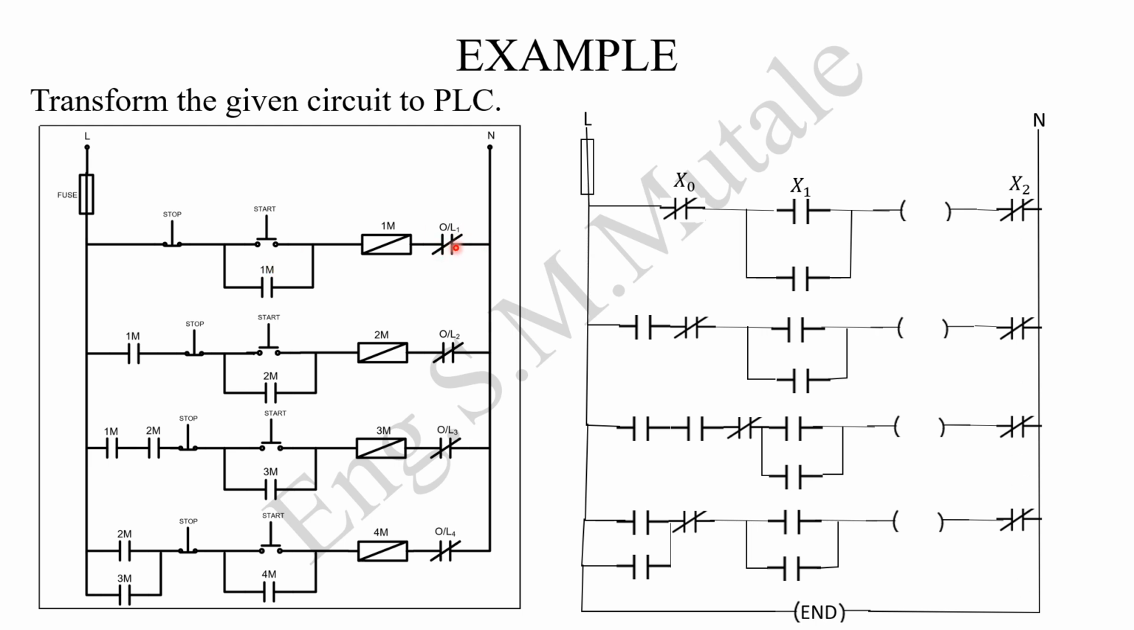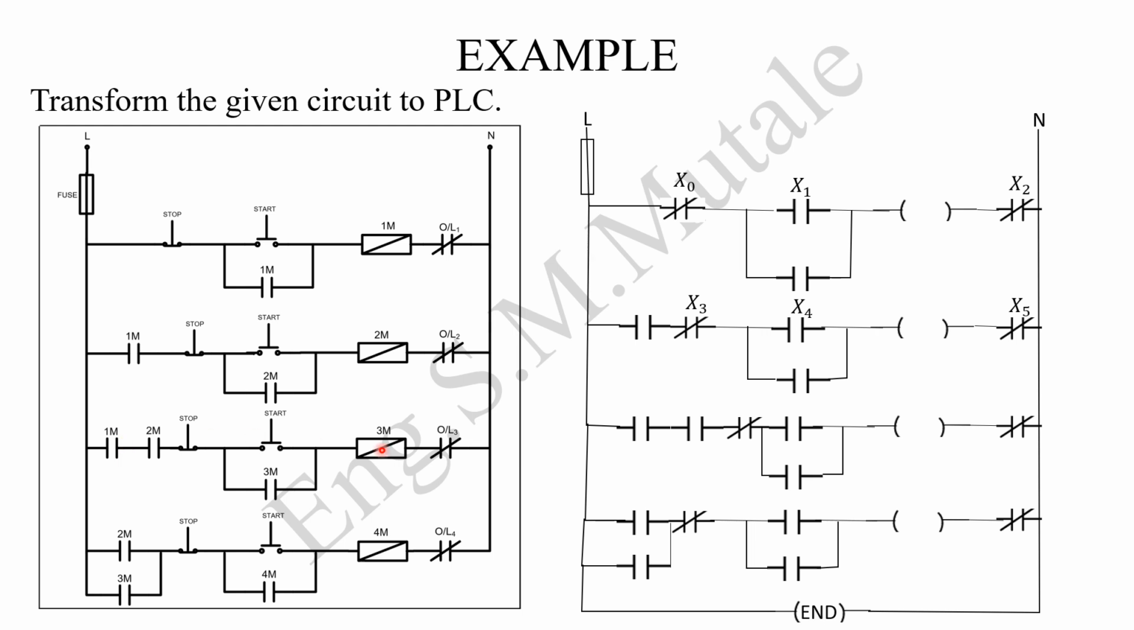Then we've got this overload. You can interact with the overload. So this one will be X2. Then we've got this stop push button, something you interact with. So from the left, all the inputs start increasing. So you've got this input, that input, and that input. So from X3, you go to the next, which is X4, that one X5.